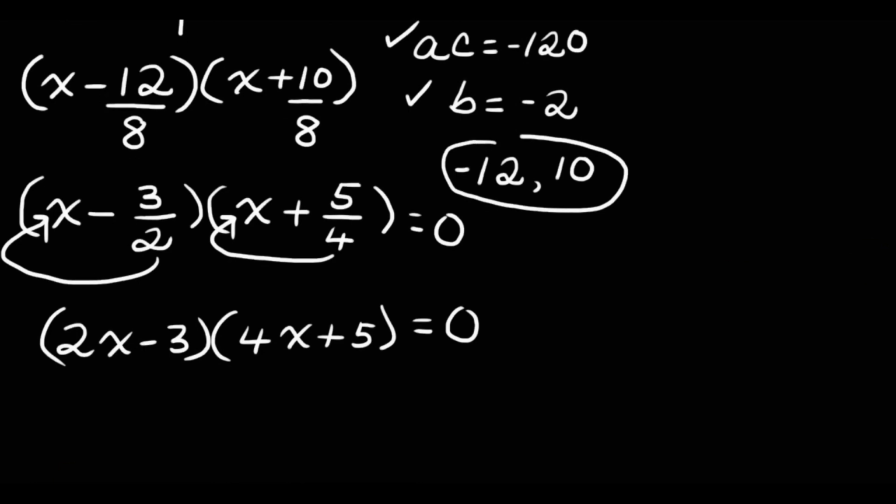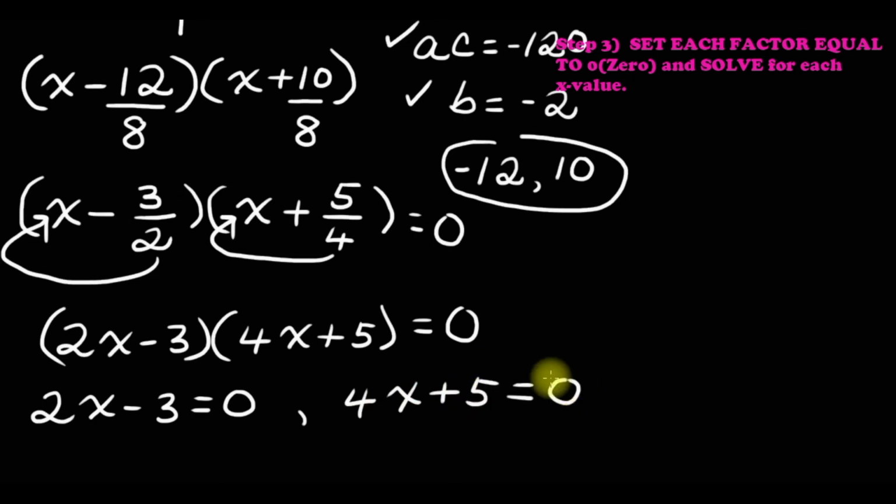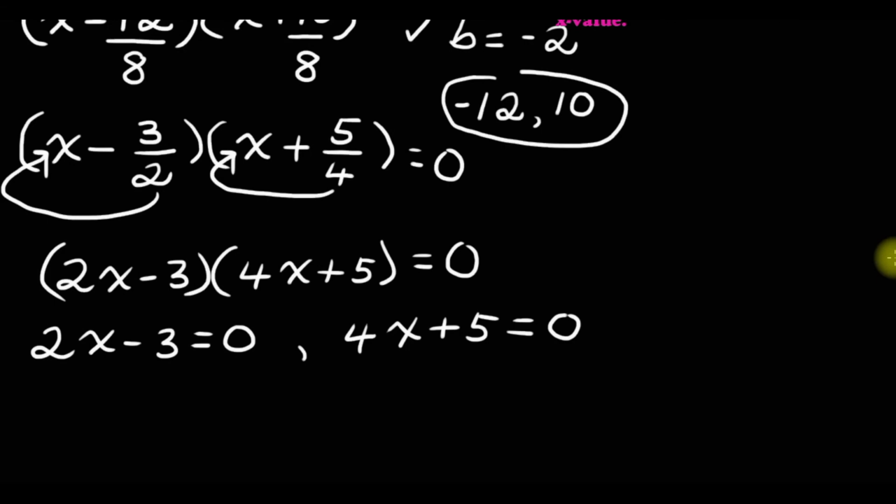All right, let's move on to step 3. Step 3 is to set each factor equal to 0 and then solve for it. So here we have 2x minus 3 as one of the factors, so we're going to set that equal to 0. So 2x minus 3 is 0. And then the other one is 4x plus 5. All right, so now we're going to solve for it. To find out what x is, you add 3, then divide by 2. So when you add 3 and divide by 2, you get 3 over 2.